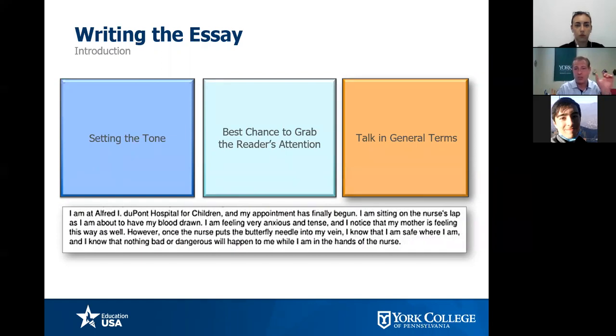So I'm reading this. This is how the essay begins. So they're setting the tone. They grabbed my attention. They were a little specific, but that's okay. They definitely did the first two. So as a reader, I want to know what happens next. This is really interesting.